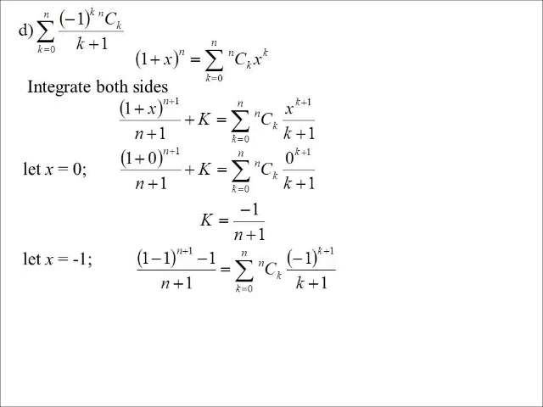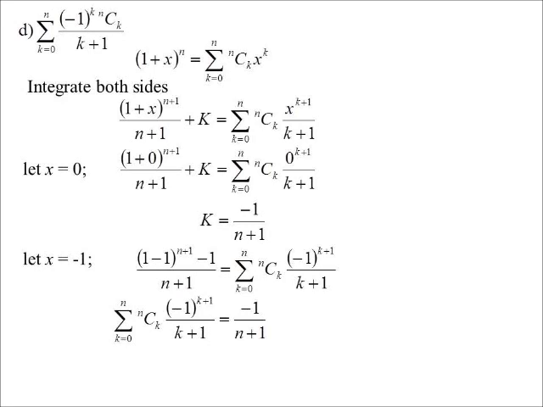Now I'll let x equals negative 1. So I'll get the negative 1 to the power. Now let's have a look at the right-hand side. Have we got k equals 0 to n? Yes, that's what we want. nCk, good. k plus 1. Looks like we've got everything we need on the right-hand side. So now we just have to tidy up the left-hand side. 1 minus 1, well that's 0. So it's just going to be negative 1 on n plus 1.